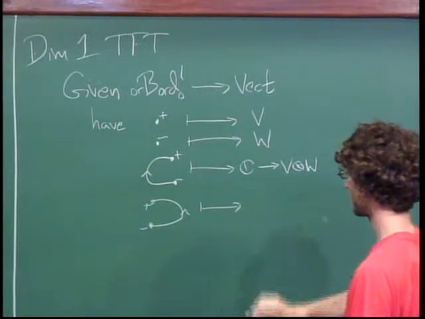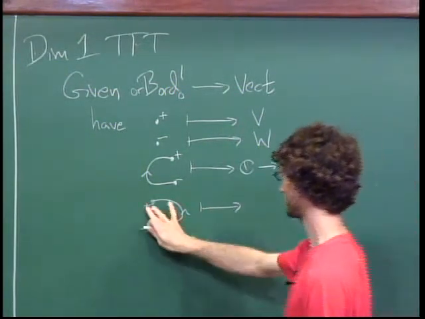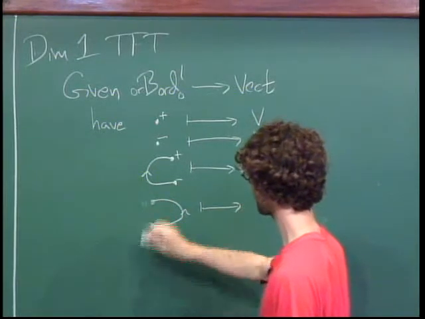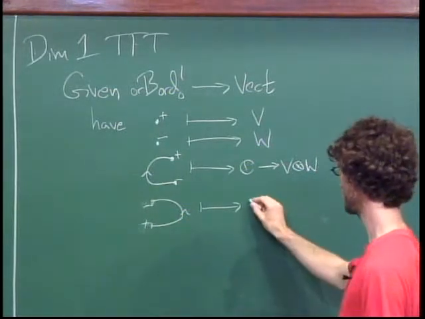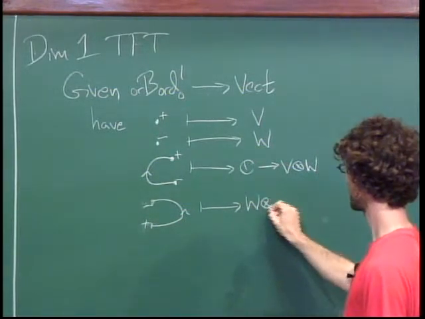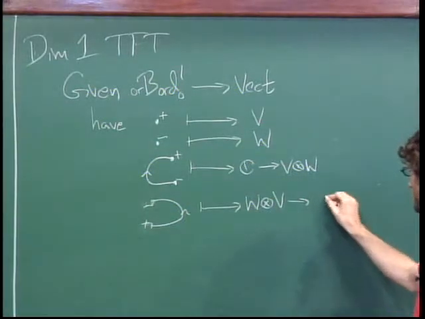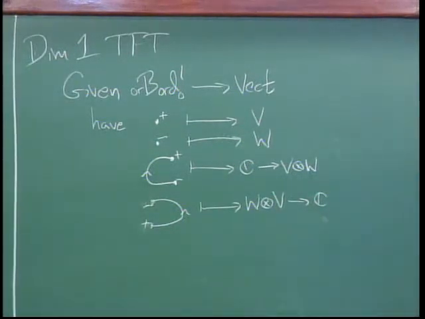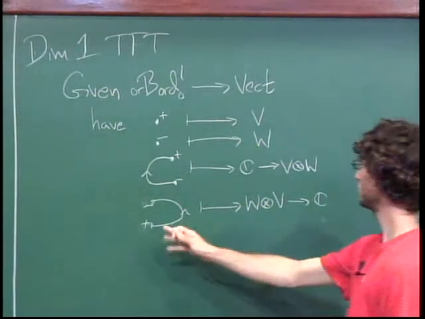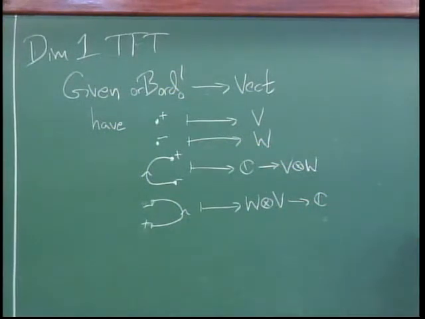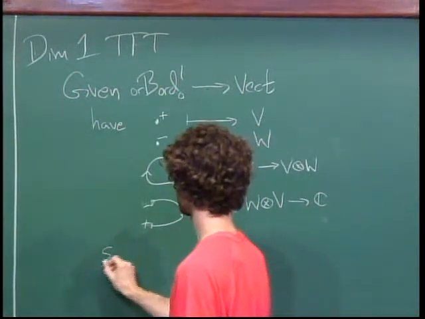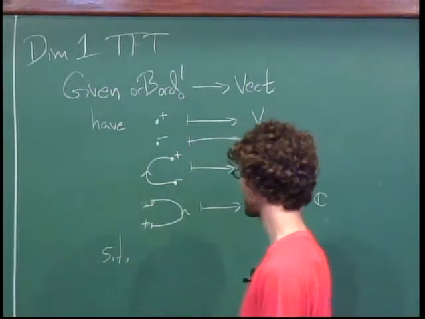And this gets mapped now to some, so this is the positive and the negatively oriented point, and so this gets mapped to a function from W tensor V to C. And so now we can start thinking about how these different Bordisms compose and see what kinds of algebraic conditions that imposes on the vector spaces that they end up with. So for instance, these various maps satisfy some conditions.